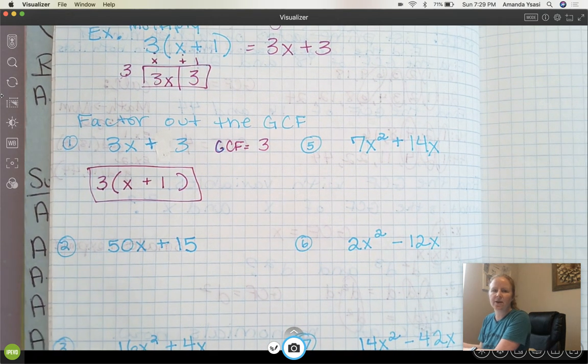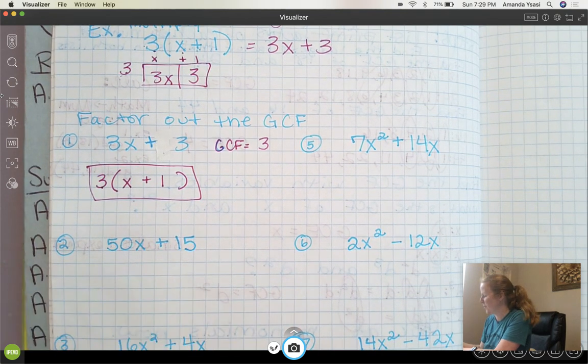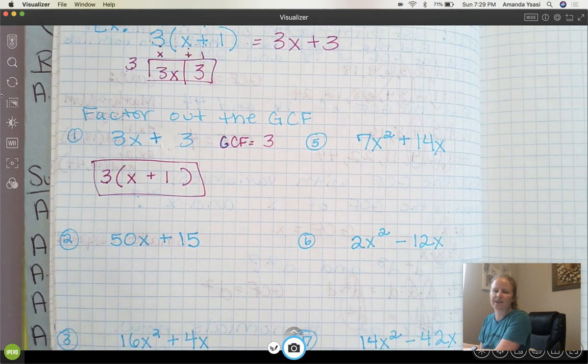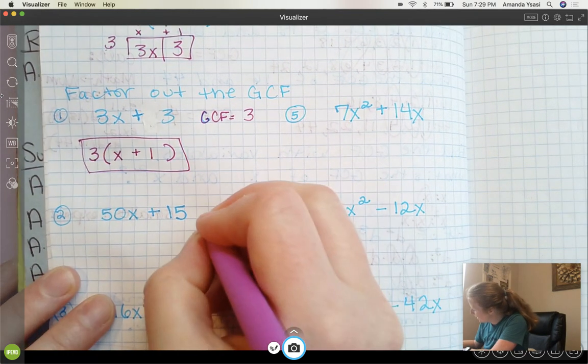Whenever y'all put these in on IXL, make sure that you are not putting any spaces, no spaces at all. Same thing for whenever I give y'all an assignment and you have to type the answer in, no spaces. Okay, let's go to the next one. Let's find our GCF first.